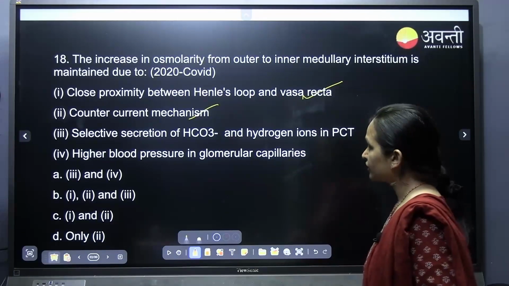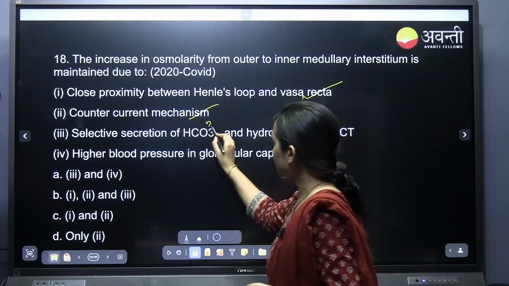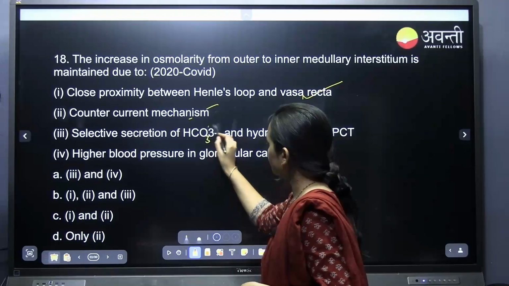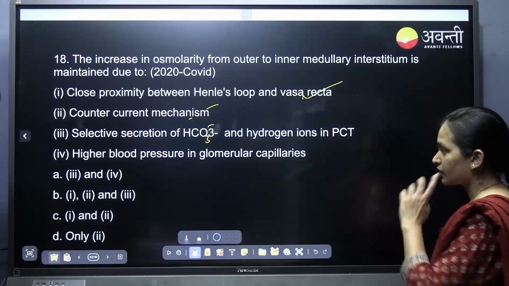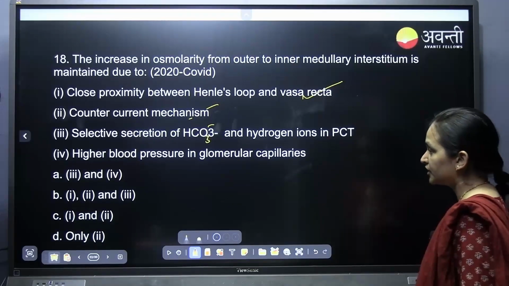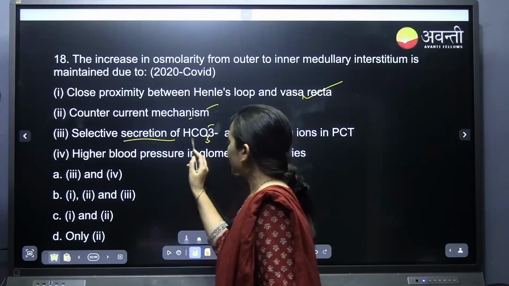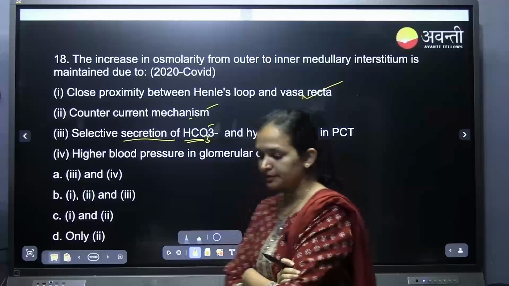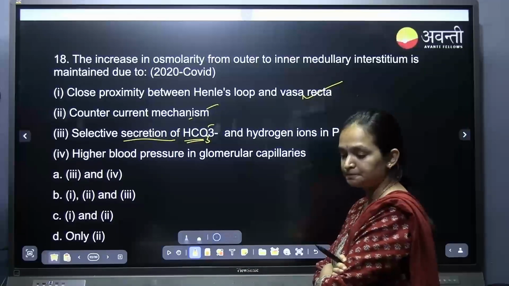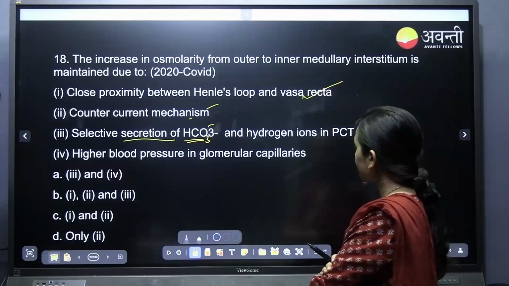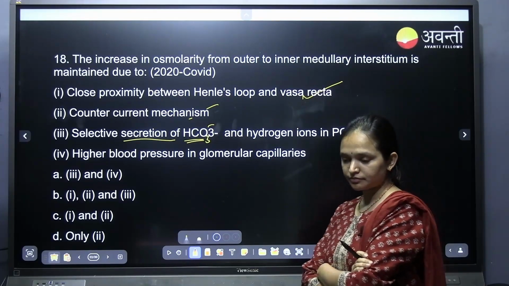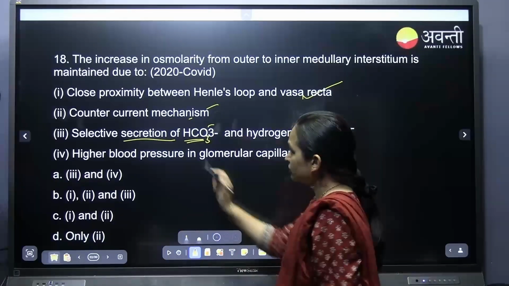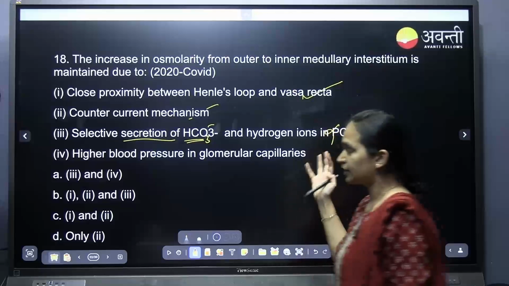Selective secretion of HCO3 minus, okay? Tell me, is bicarbonate secreted or reabsorbed? And hydrogen ions in the PCT. What and all things are? It is reabsorbed. Kiran, very good. So anyway, this is wrong, right? This third statement is wrong.